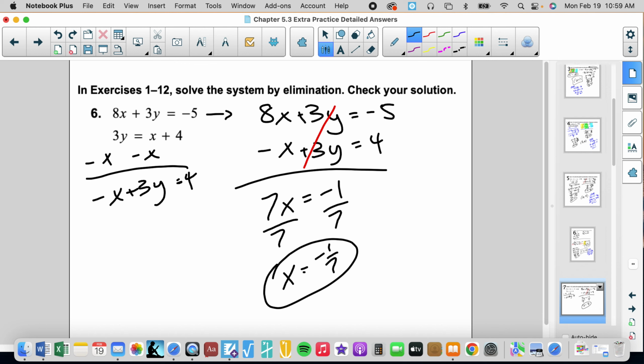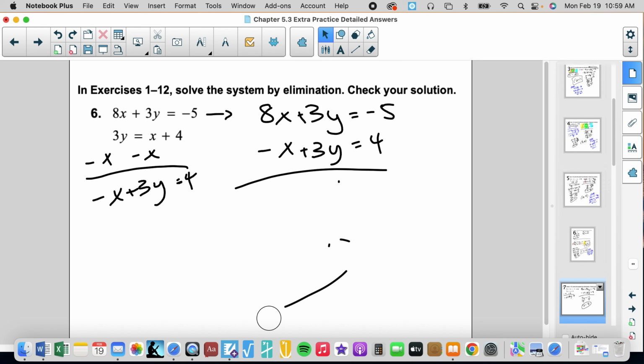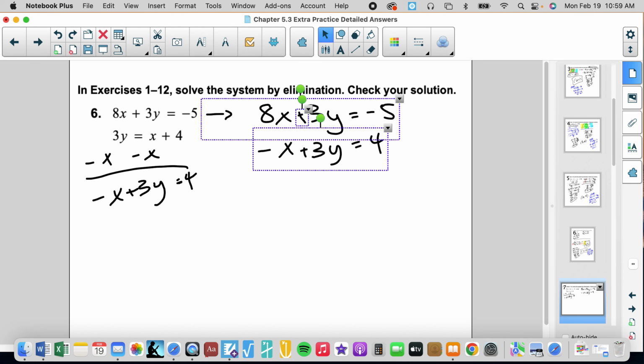Plus 3y, Mr. Mac. Plus 3y. So those do not cancel. We got a fraction. We knew that was going to be a little weird. So I'm going to take these two equations and I'm going to manipulate them.